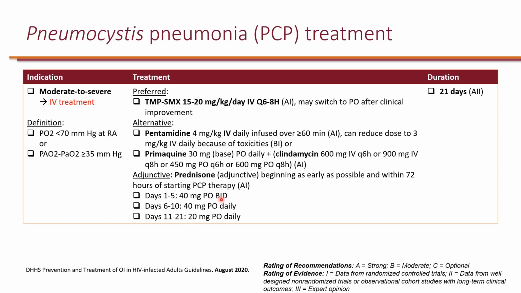And here's the dosing taper recommendation. That's because the addition of prednisone has been shown to reduce mortality. So for that reason, if someone has moderate to severe PCP, you have to give them prednisone, or if prednisone is not available, you give an equivalent corticosteroid.